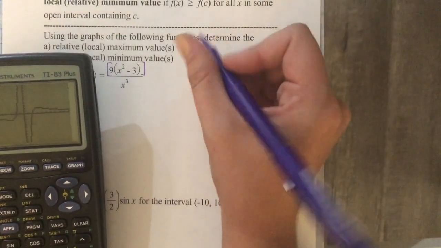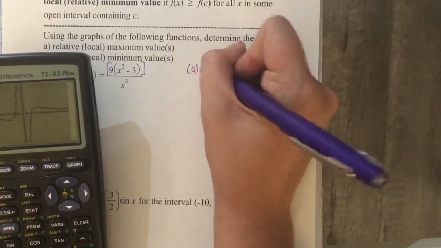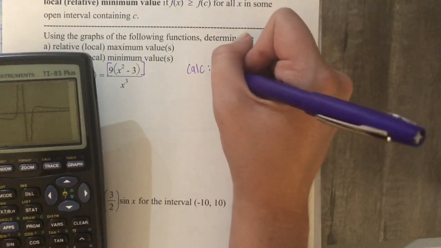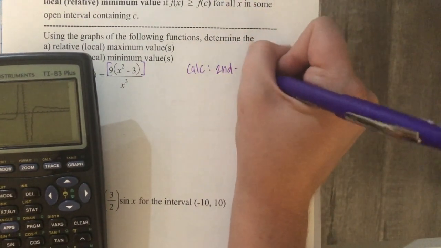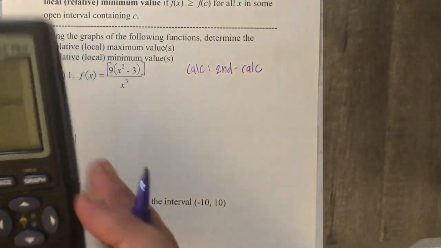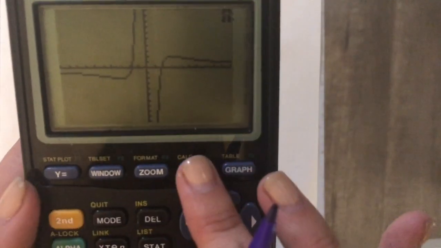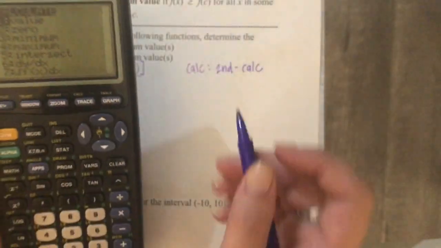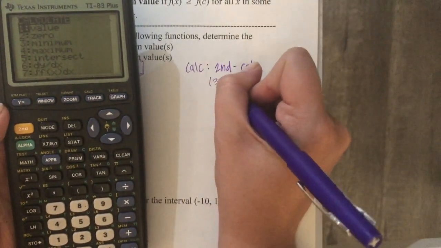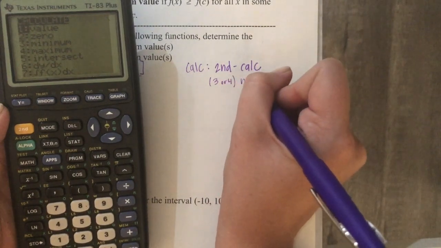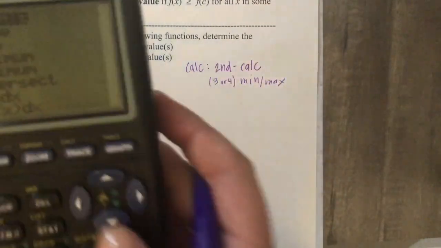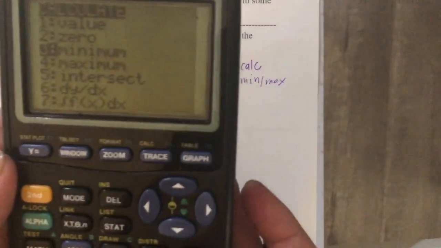So here's how you do this, okay? I'm gonna write out the calculator steps and then we're gonna do it. On the calculator, once you have your graph, you're going to do second calc. And then see how it says minimum or maximum? That's what we want. So we want 3 or 4, right? Minimum or maximum. Okay, so we're gonna do the minimum first. So let's go to minimum.